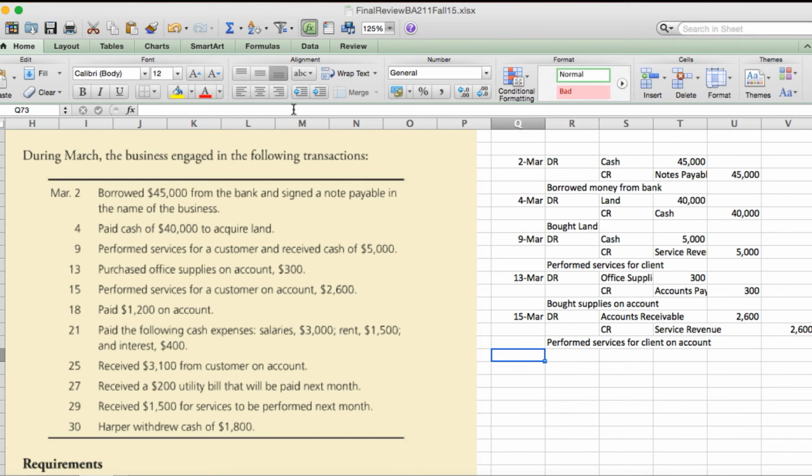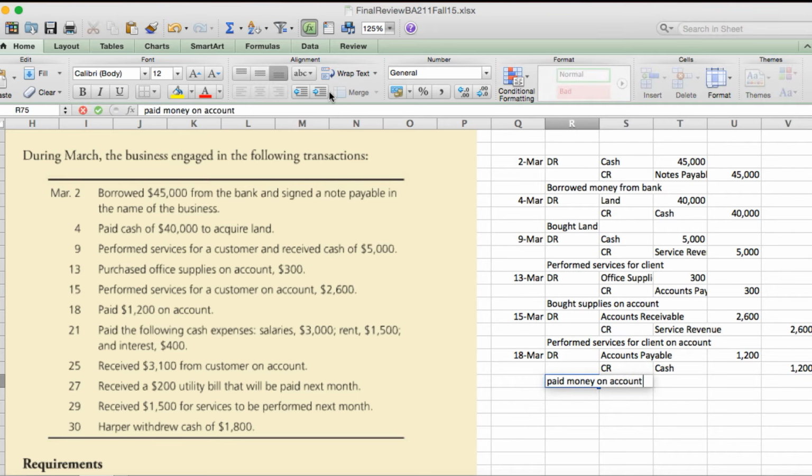Okay, 18th of March. Paid $1,200 on account. So we are basically paying off a debt here, so $1,200 goes to our accounts payable. Cash goes down by $1,200. Paid money on account.